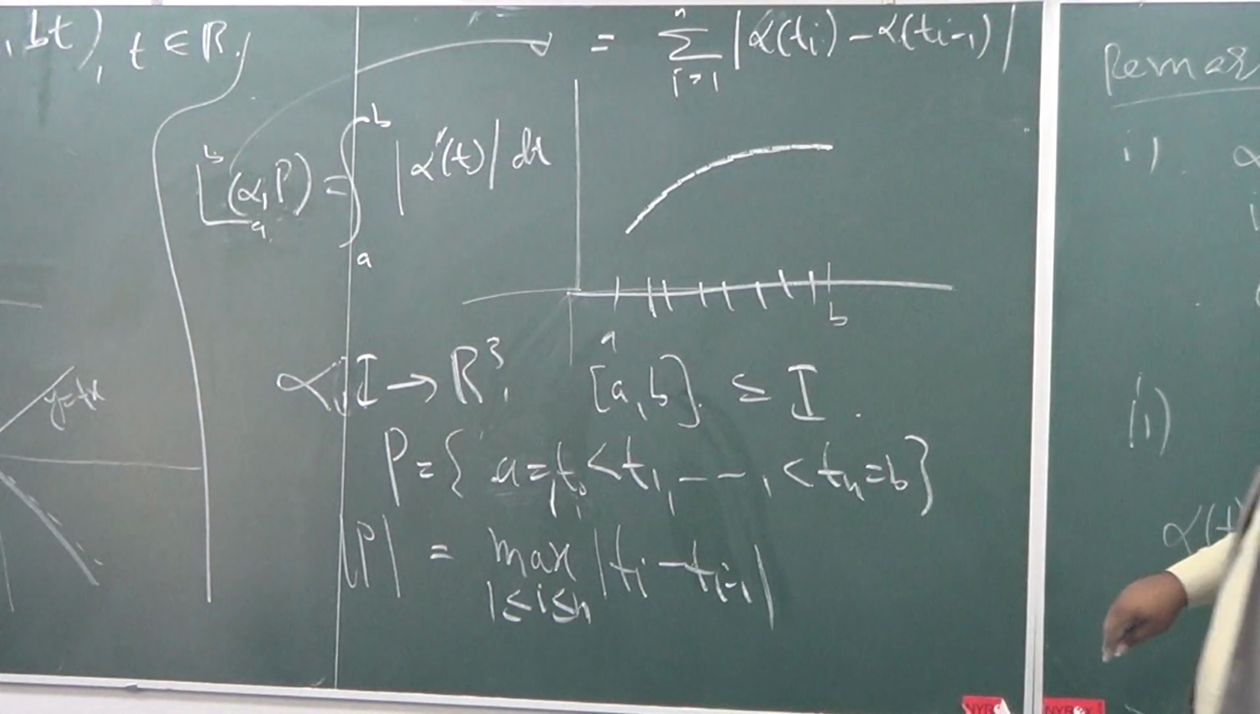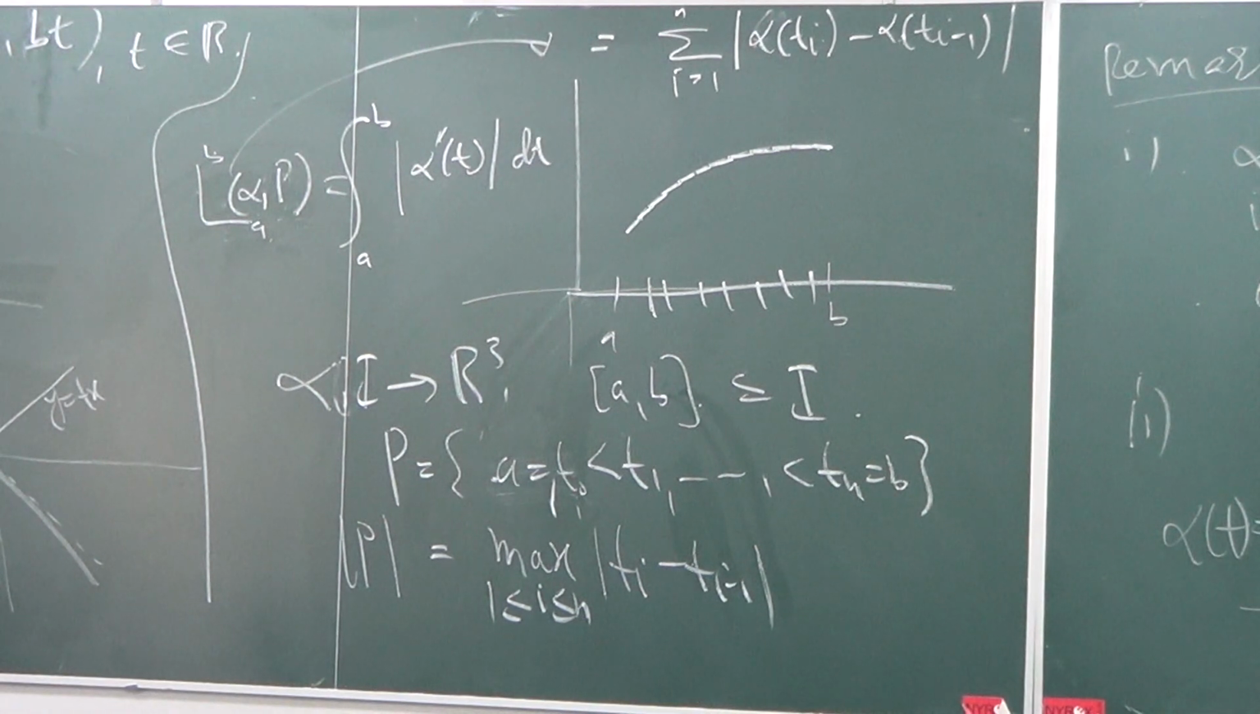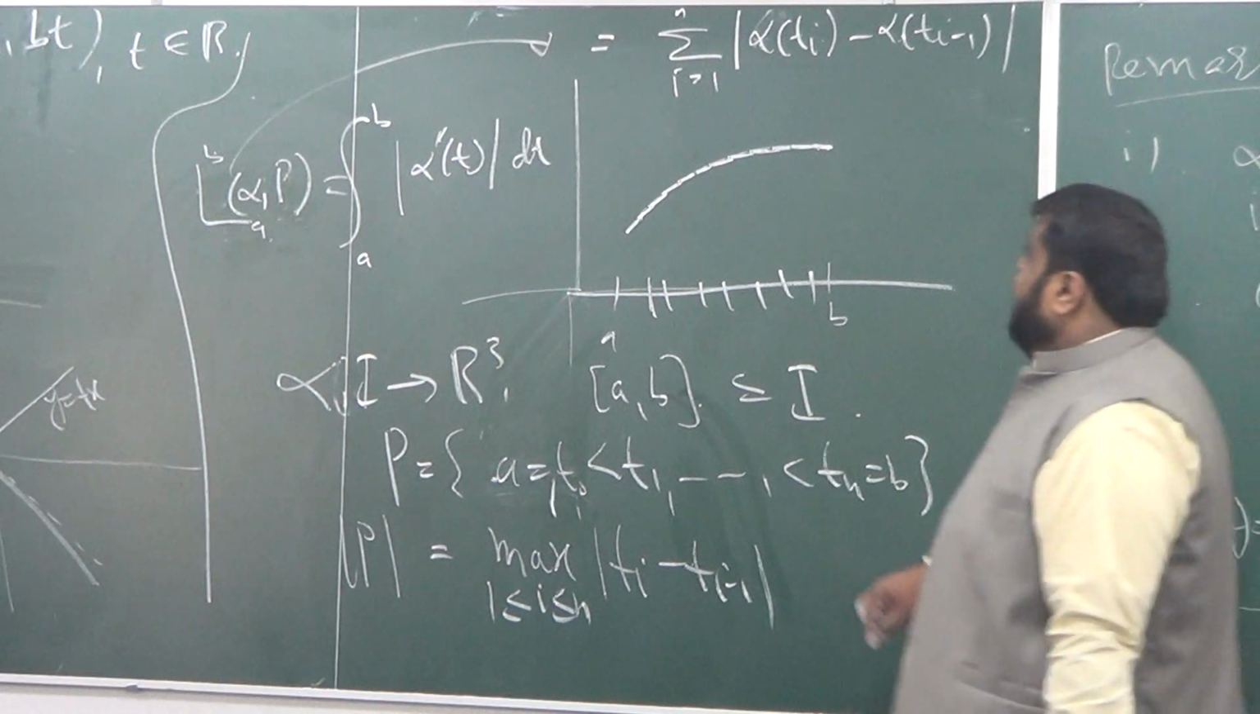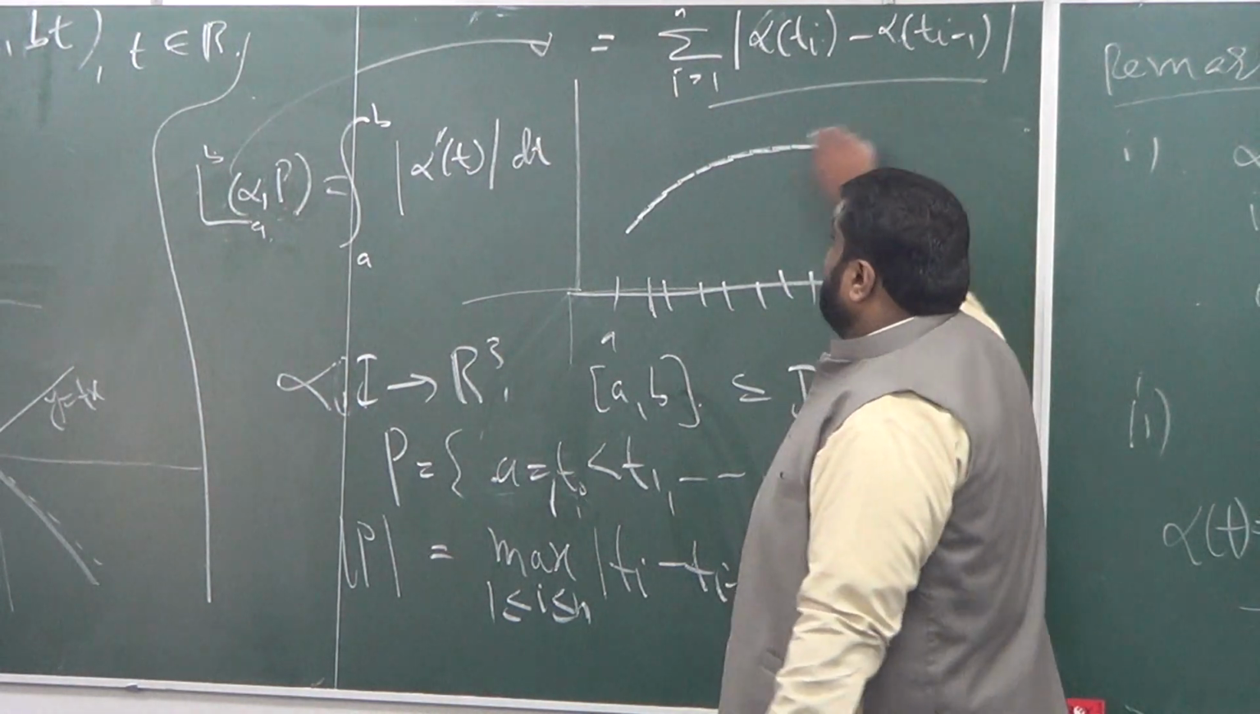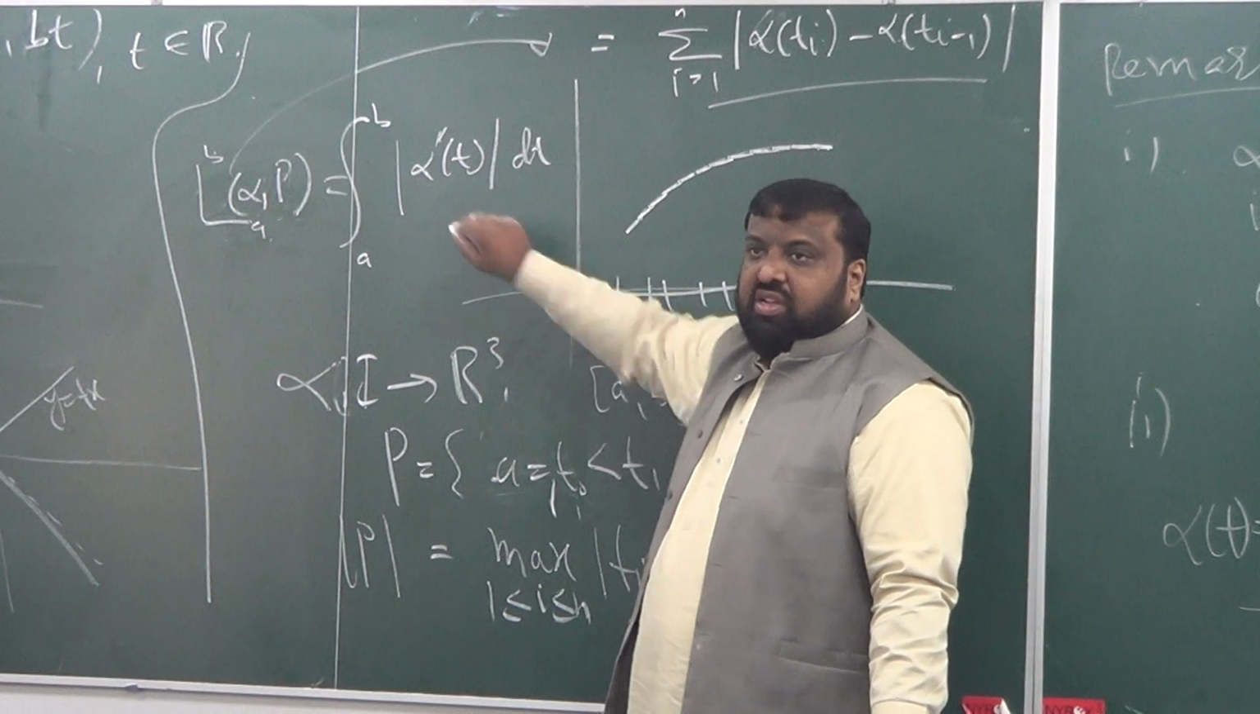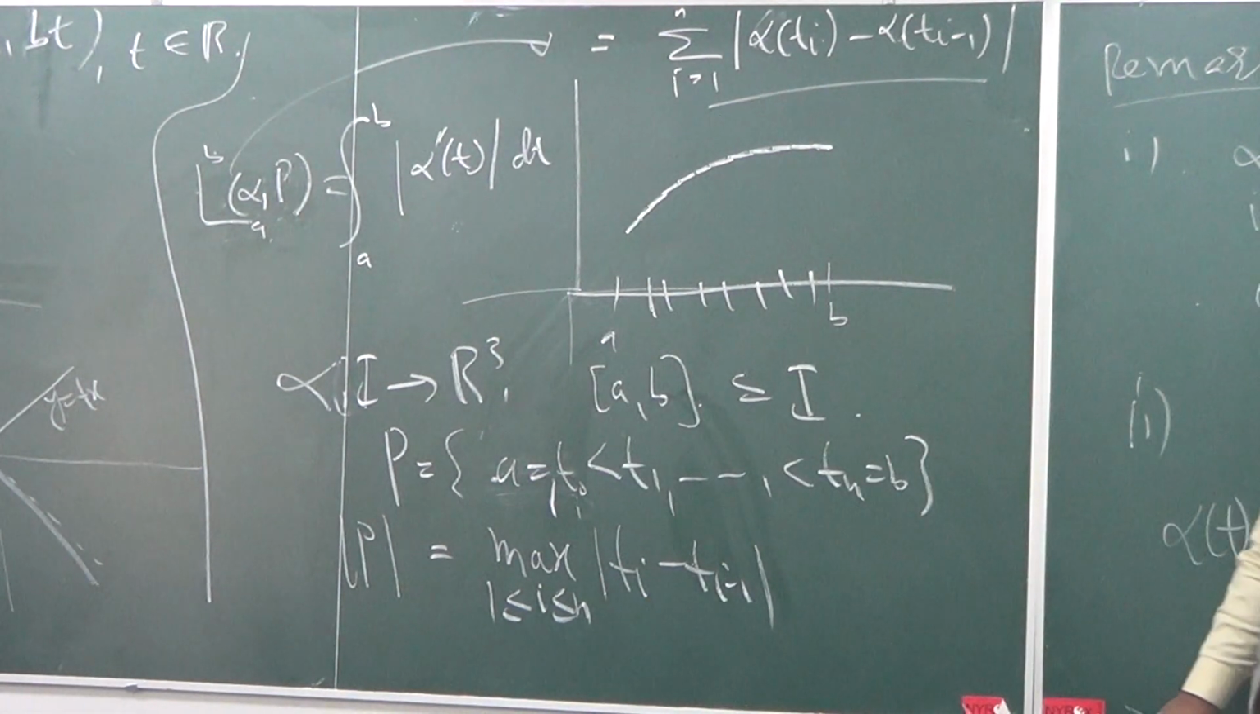So this would be the length of it. Okay, so what I want essentially is that as n goes to infinity, this guy is going to converge to this guy.